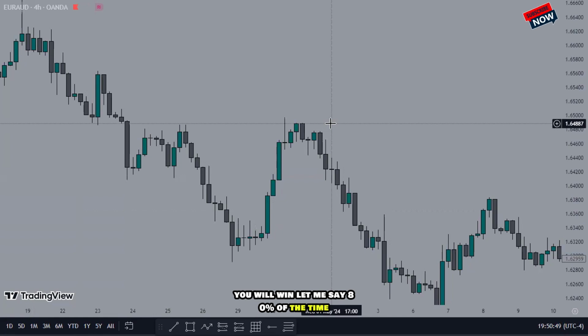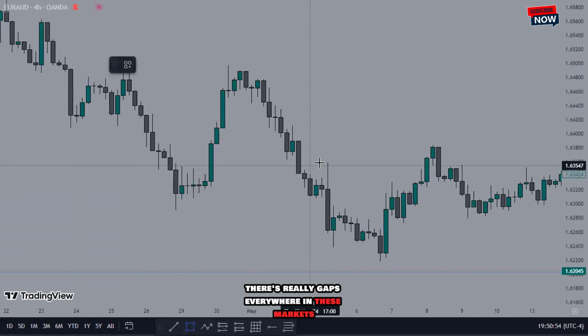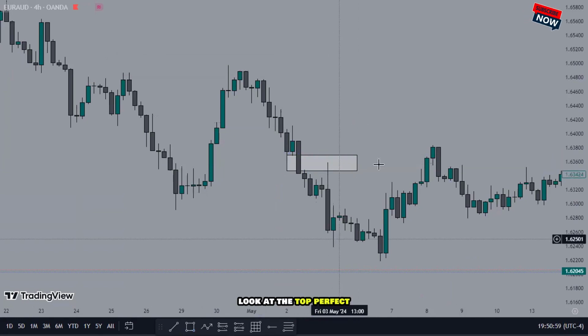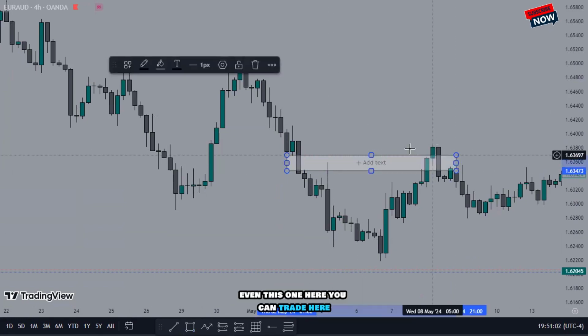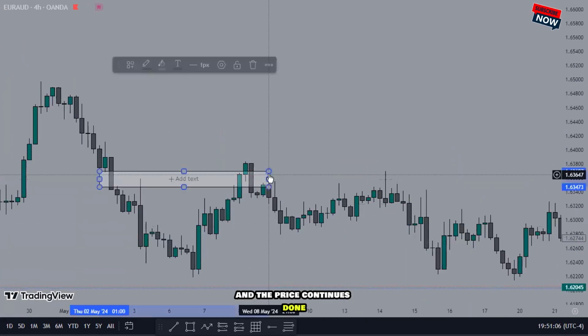However, if you follow the fair value gaps that align with the market trend, you will win. Let me say 80% of the time, you will win. There's fair value gaps everywhere in these markets. This is another one, but it doesn't mean we'll trade it. No, I'm just showing you that it's there. Look at the top. Perfect. Even if you trade this one, you still make money because you put your stop maybe somewhere around here and the price continues down.